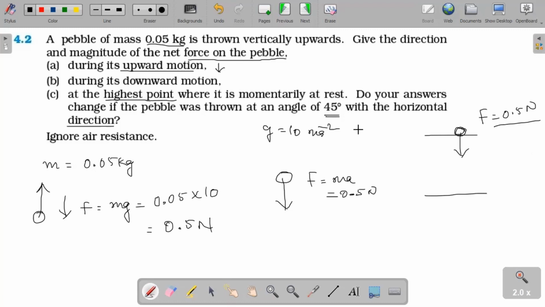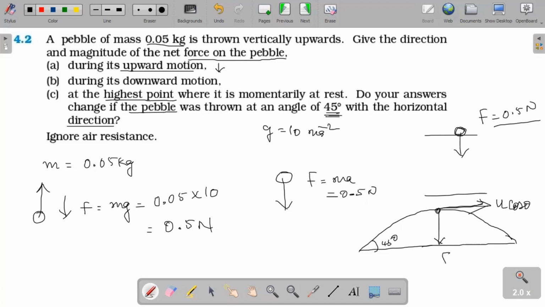Now, if the pebble was thrown at an angle of 45 degrees, what is the direction of the force at the maximum height? The pebble was thrown at 45 degrees from the horizontal. The horizontal velocity is constant, u cos theta. The force is the same as before, F equals 0.5 Newton in the downward direction.